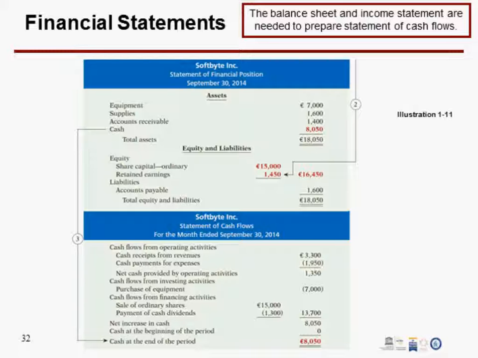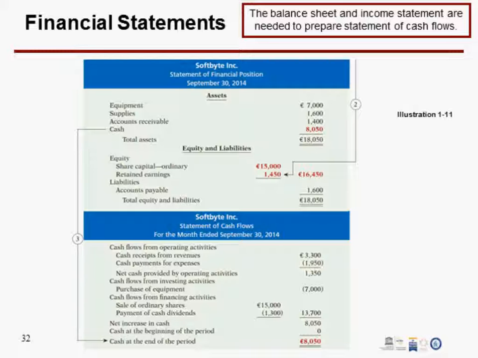So at the beginning of September, there was zero cash, but from September 1 through September 30, cash came in and cash went out, and the summation of cash receipts and cash uses gives an ending balance that is supposed to be 8,050. Okay, this 8,050 has to equal the cash balance under the statement of financial position.